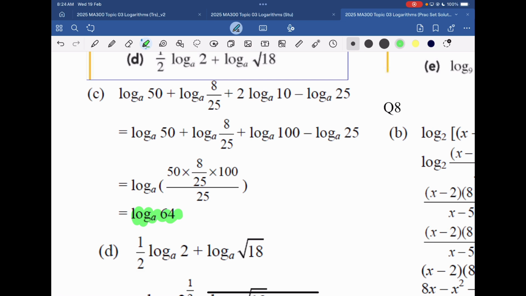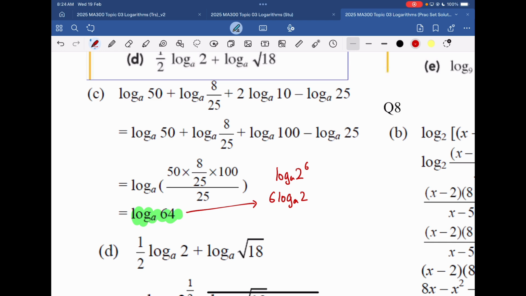2 log A 6. Oh, you mean? Do you mean? It can also be like this. It can also be like this. Okay? Is that similar to yours? 2 log A 8.